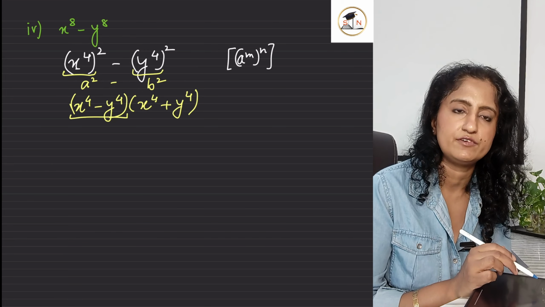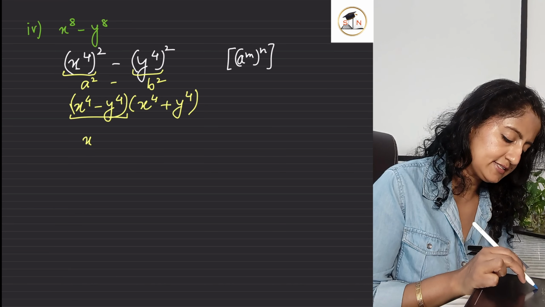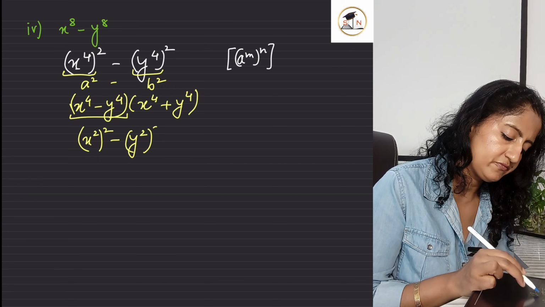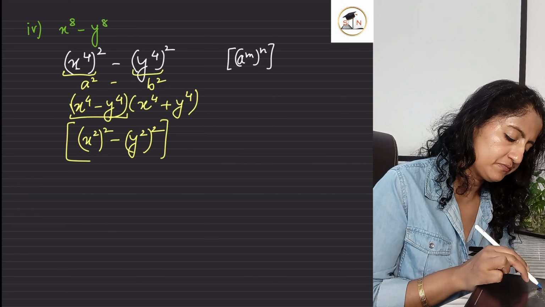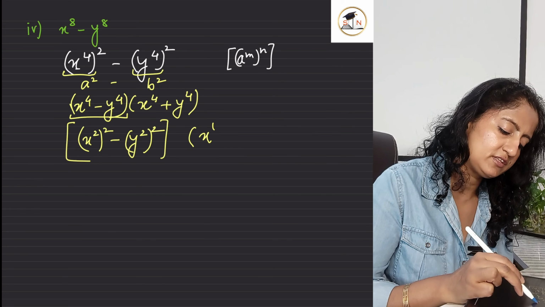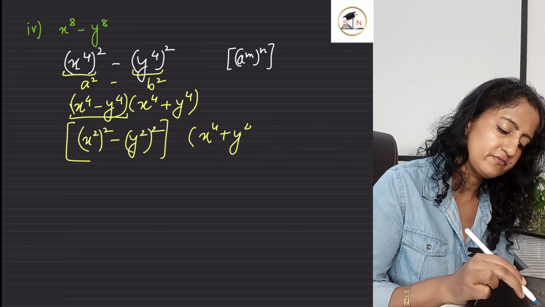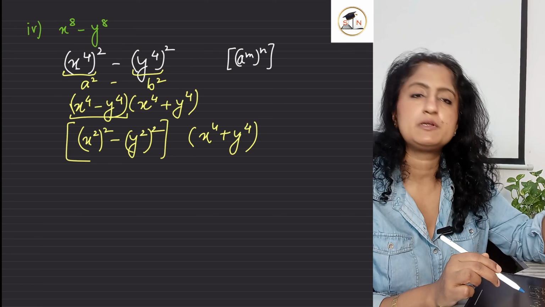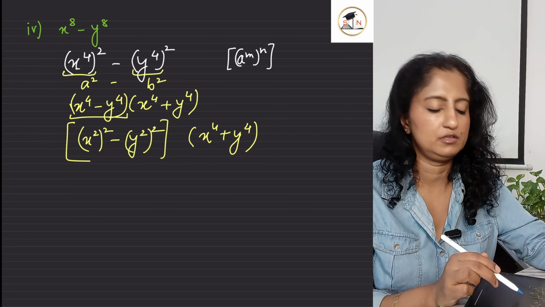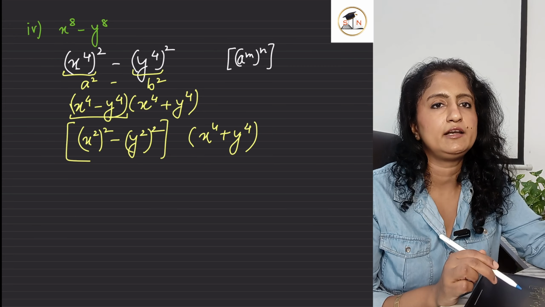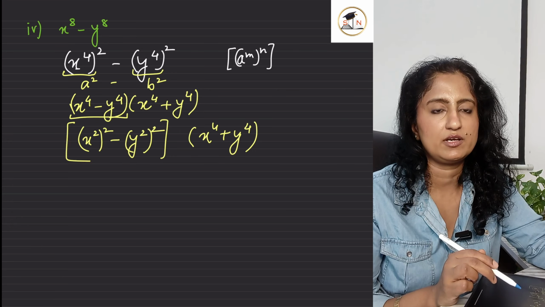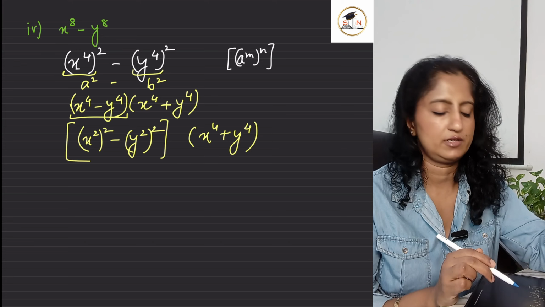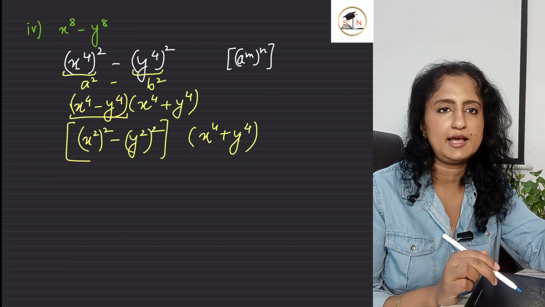Yes, it can be factorized further. We can rewrite this as (x²)² − (y²)², and now I am using a square bracket separated with the other factor, which is x⁴ + y⁴. And guys, the second bracket, x⁴ + y⁴, cannot be broken further, as we do not have any identity for a² + b². It is (a + b)² or it is a² − b². So the second bracket remains as it is.